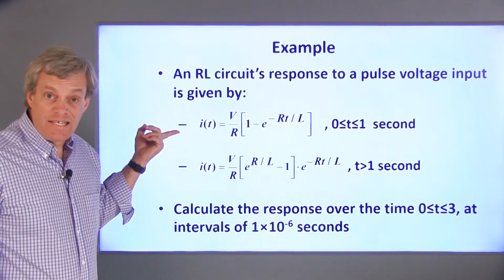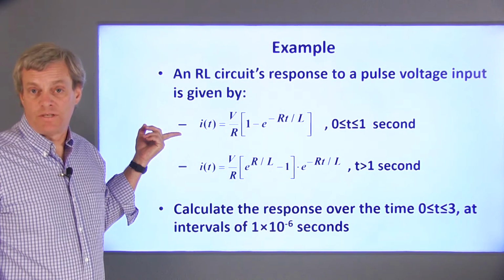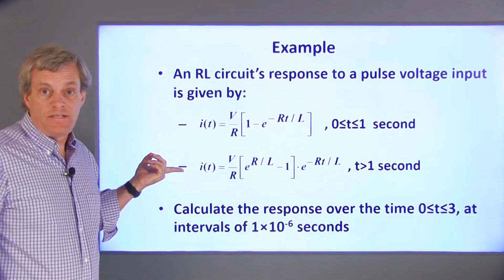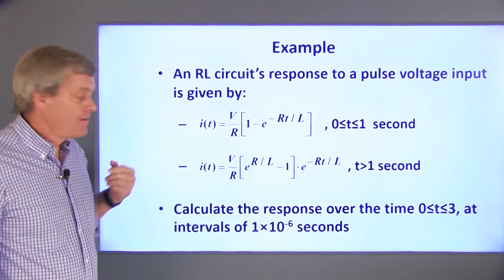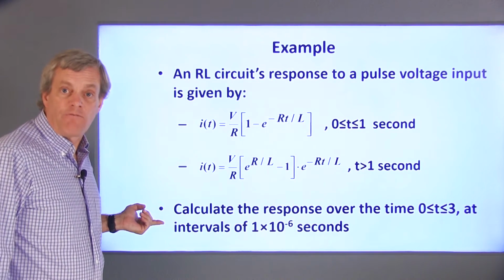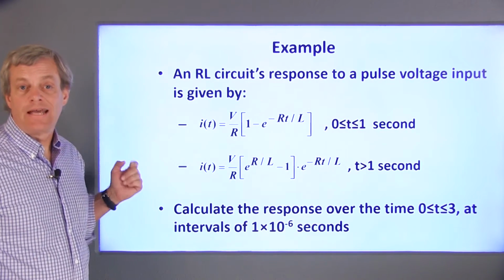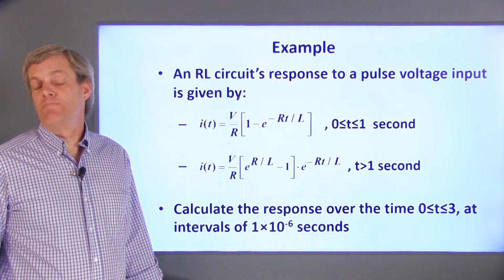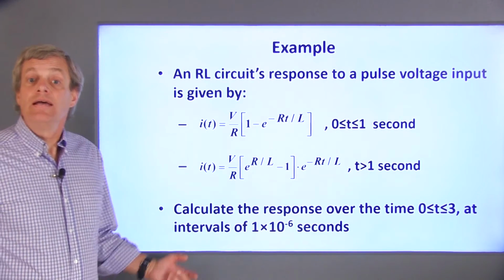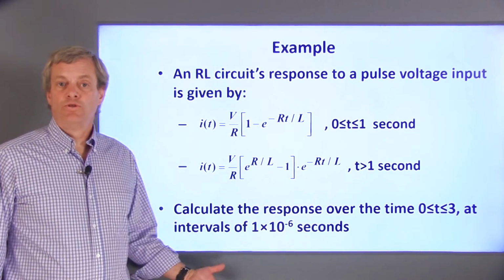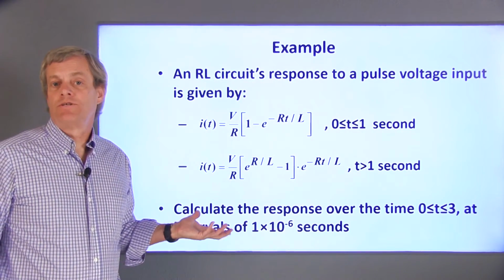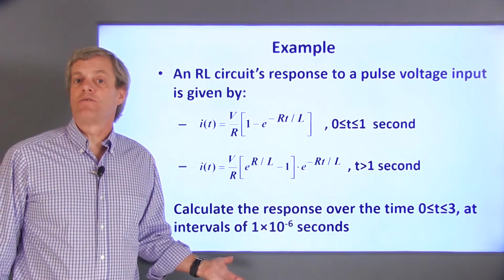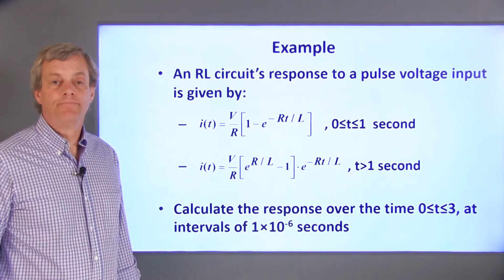Anyway, the current is given by this equation for time from 0 to 1 second, and by this equation from 1 to 3 seconds. I want to calculate the current for time between 0 and 3 seconds at time intervals of 1 microsecond. I'm going to end up calculating 3 million values for current. In the demo for this example, I'll use both looping structures and array operators to evaluate these equations and compare the time required for each approach.